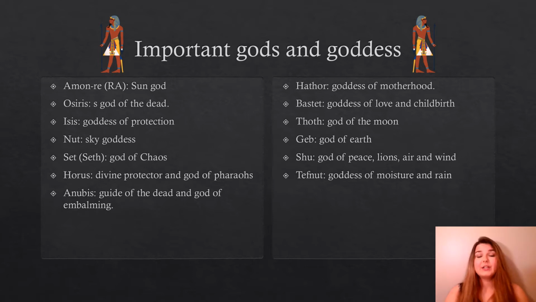Nut. Nut is the sky goddess. Next we have Seth. Seth is a pretty easy one to pronounce, so you don't have to practice this one. So Seth is the god of chaos.